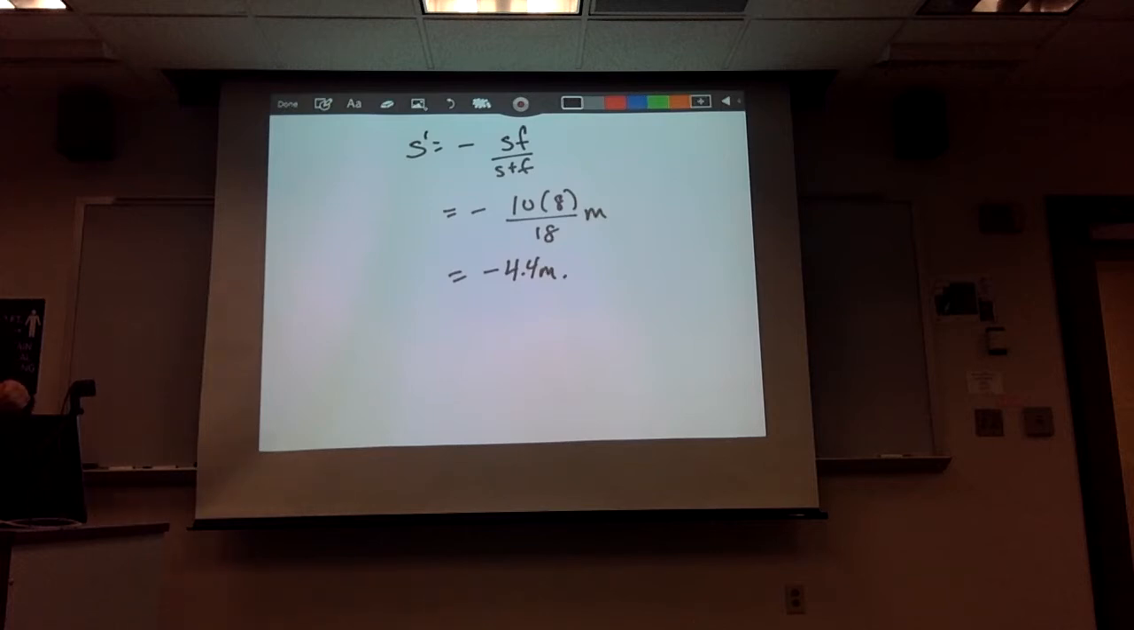Okay. What's up? Does the focal length always relate to the radius of curvature? Always, for spherical mediums. For spherical mediums.